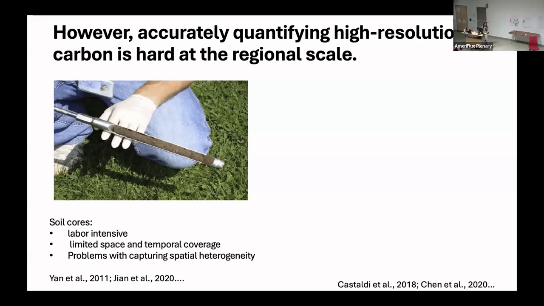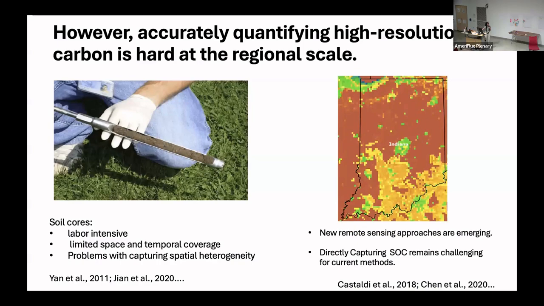So when you're thinking about the spatial scale, you might think maybe remote sensing data can help to detect something under the ground. Maybe some new technology is emerging, but current remote sensing data is still really good at observing dynamics above ground. So it still has challenges capturing anything under the ground. Directly capturing soil organic carbon is still really challenging using remote sensing techniques.